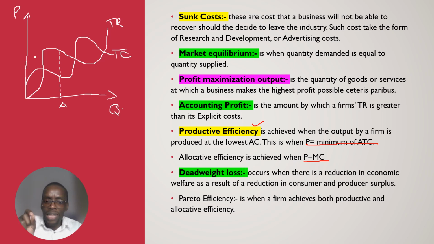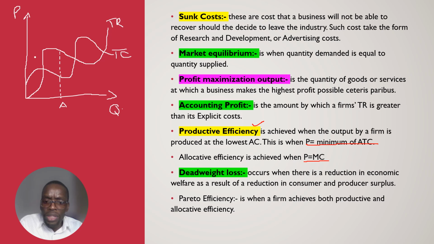So it would now mean that at that point, at the equilibrium point, the perfect market firms were able to achieve allocative efficiency, because the price was equal to marginal cost. They were also able to achieve productive efficiency, because the price was also equal to the minimum of ATC, but I will illustrate it shortly. And then we also have the other one that is called the deadweight loss.